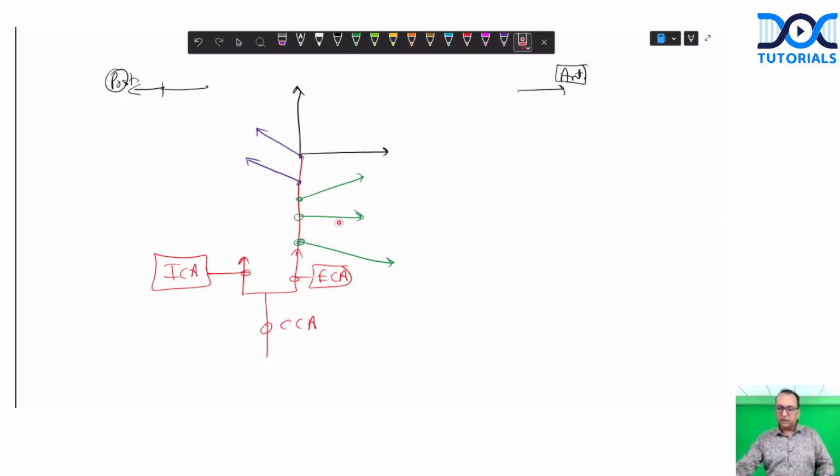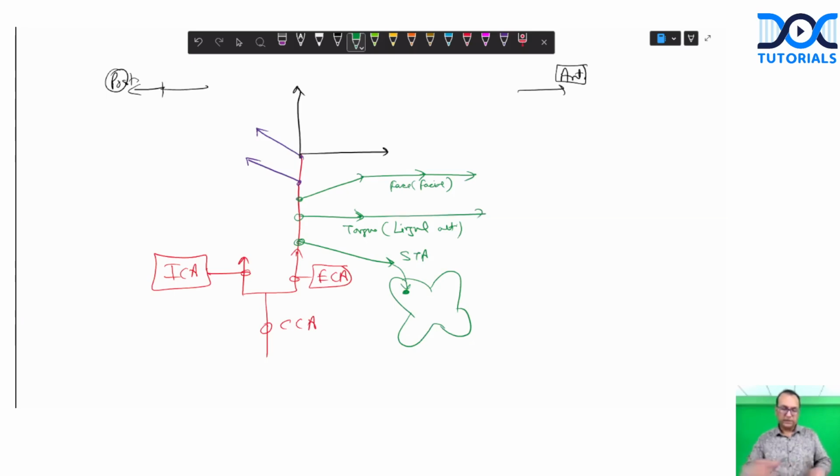So what are the 3 anterior branches given by the external carotid artery? The very first branch is going to supply the thyroid gland here, so it is called the superior thyroid artery. The other one supplies the tongue, so it is called the lingual artery. And the third anterior one supplies the face, so it is called the facial artery.